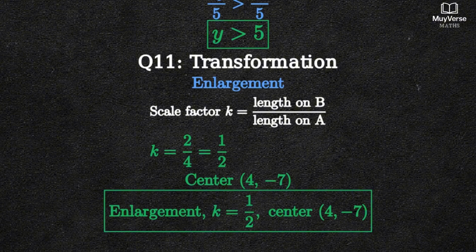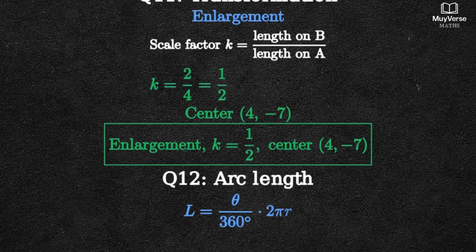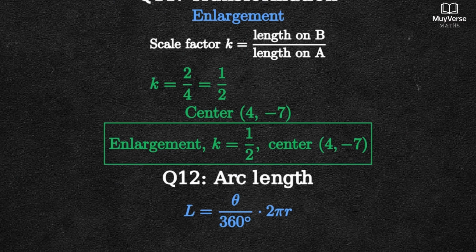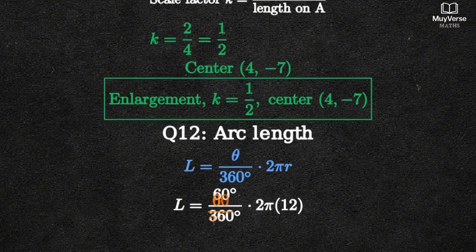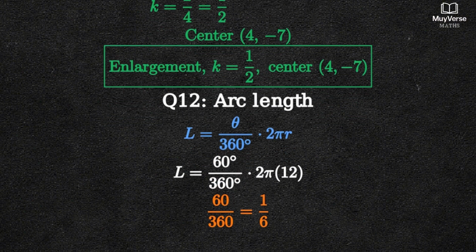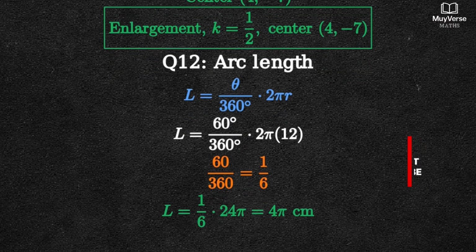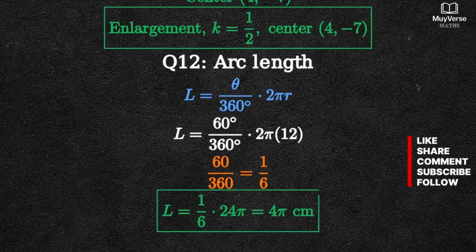Question 12. A sector has radius 12 centimeters and angle 60 degrees. Find the length of the arc in terms of pi. The formula is angle over 360 times 2 pi r. Substitute 60 degrees and 12. 60 over 360 simplifies to 1/6. 1/6 times 2 pi times 12 equals 4 pi centimeters. So the arc length is 4 pi centimeters.